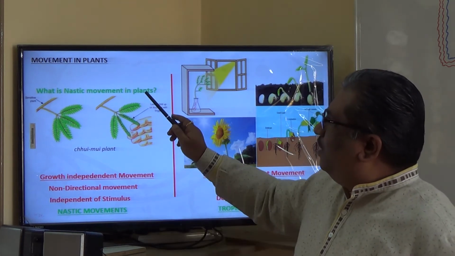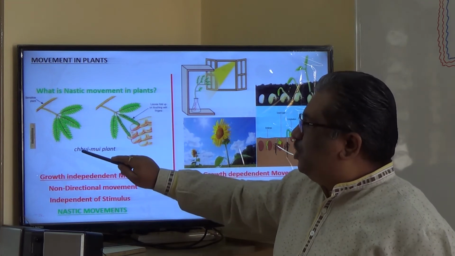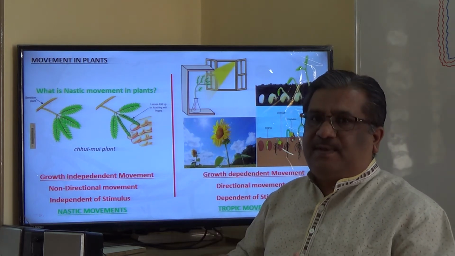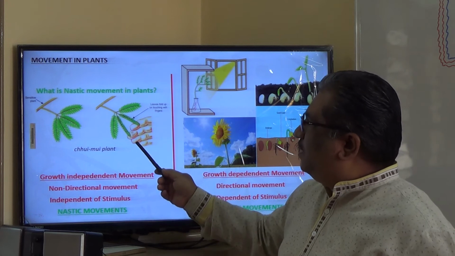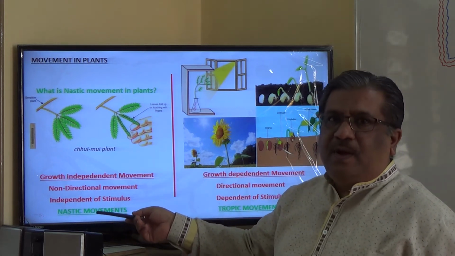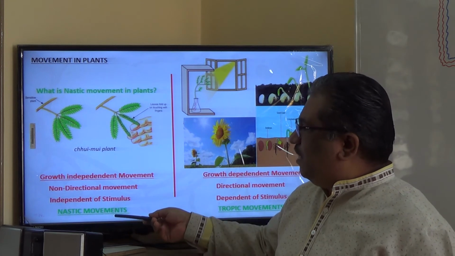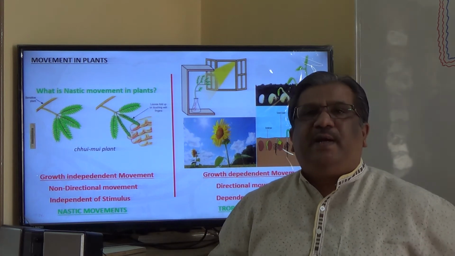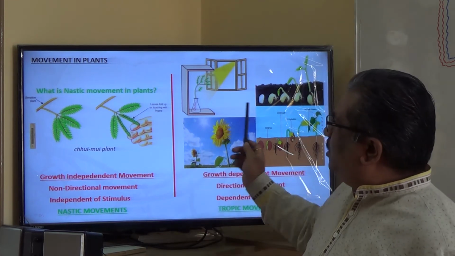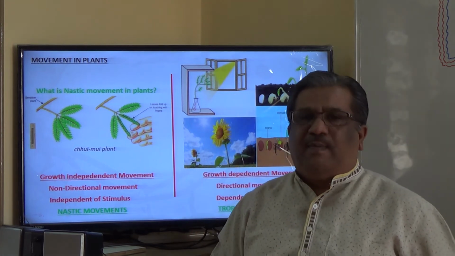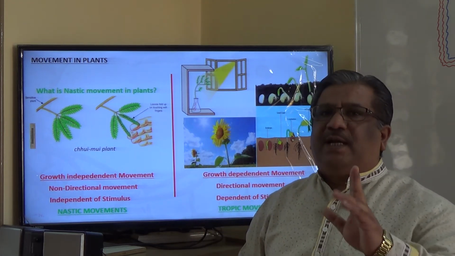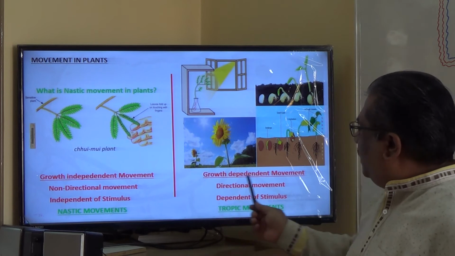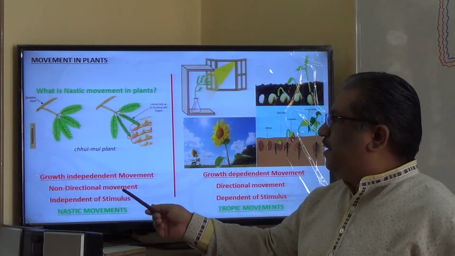And hence, please remember, in the chui mui plant, the responses in terms of folding of the leaves and drooping of the leaves is a nastic movement. What are nastic movements? Nastic movements are growth independent, independent of the direction, and independent of the stimulus. So this slide talks very clearly about two types of plant movements: growth dependent plant movement and growth independent plant movement.